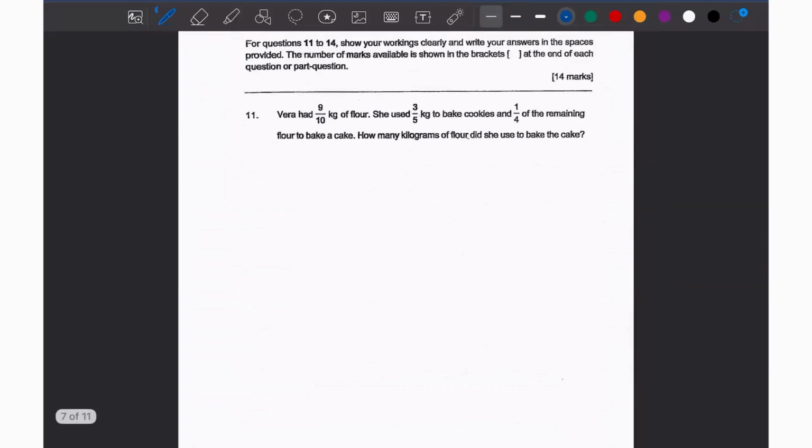Okay, let's move on to question 11. We're given that Vera had 9 out of 10 kg of flour. She used 3/5 kg to bake cookies and 1/4 of the remaining to bake a cake. How many kilograms of flour did she use to bake the cake? Okay, so for this question, you need to be very careful. We are given that the total flour is 9 out of 10 kg. And we're also given that she used 3/5 kg to bake cookies and then 1/4 of the remaining flour to bake a cake.